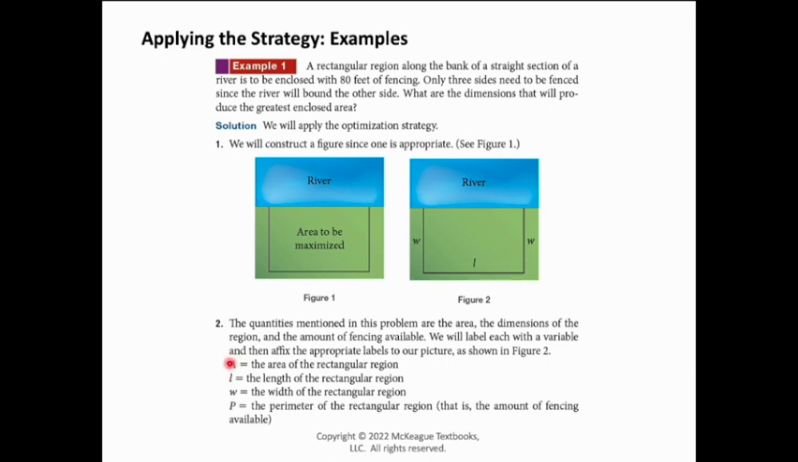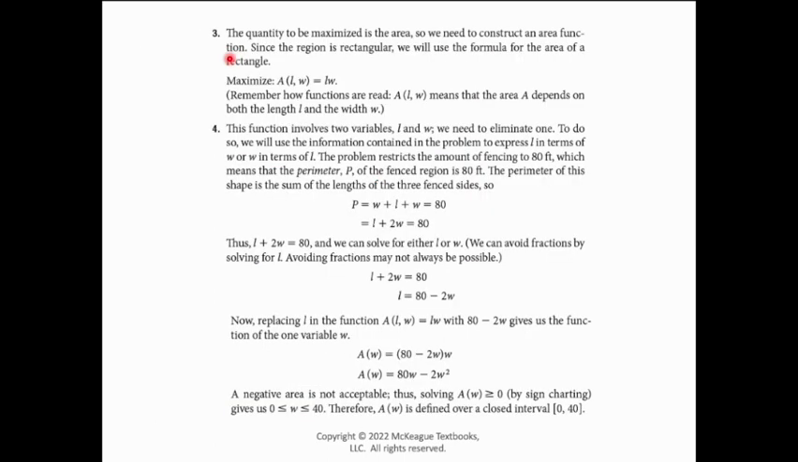We're going to label the area that we're trying to maximize as A, the length is L, the width is W, and then they labeled it P as well. That would be my first preference. But you want to take P and set it equal to 80. That's your perimeter.